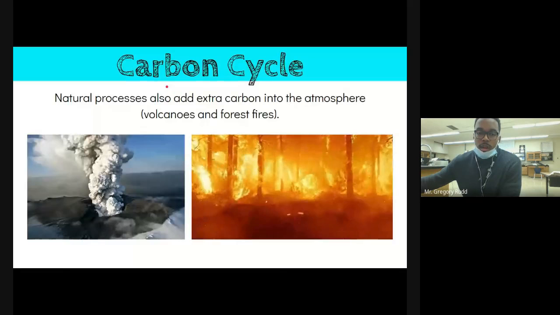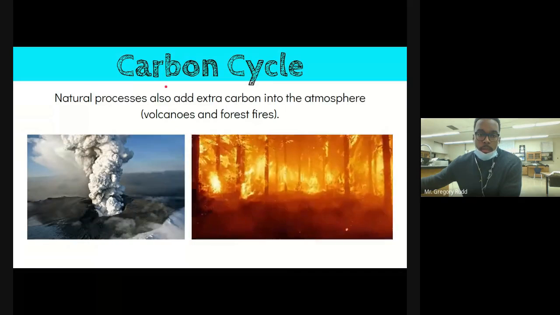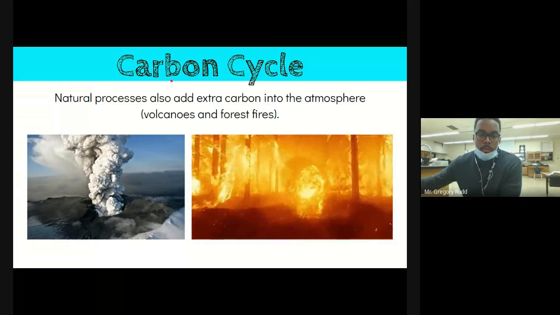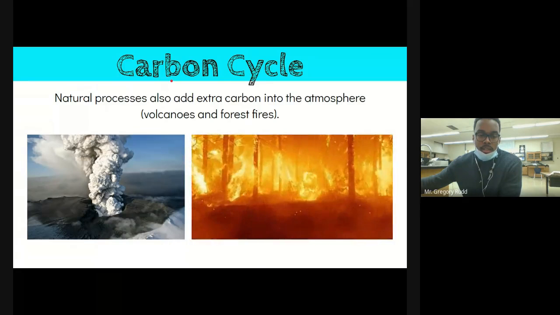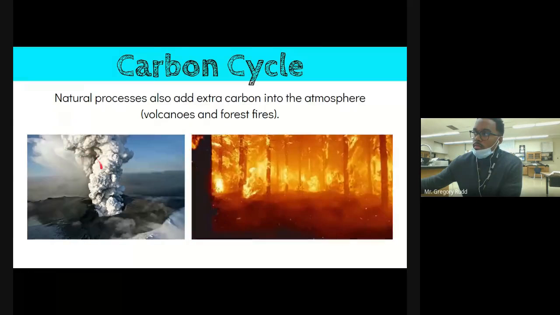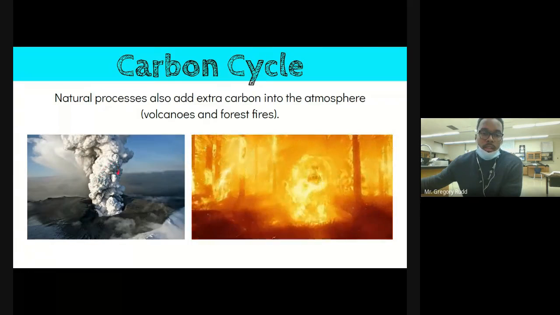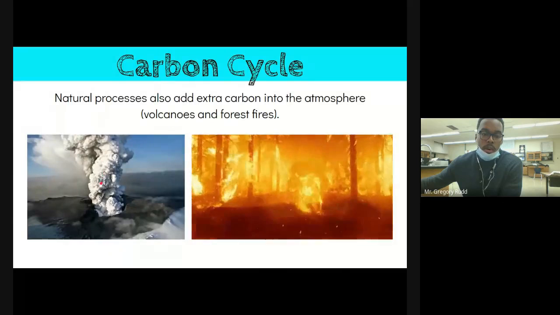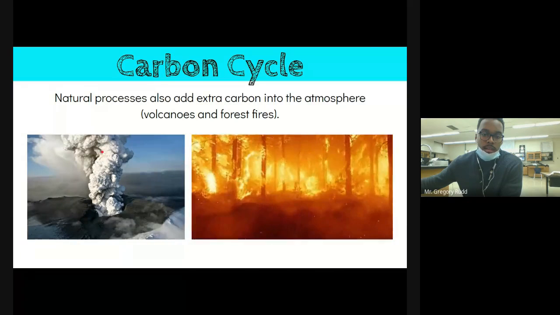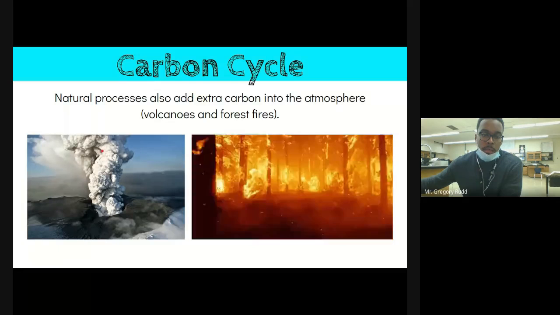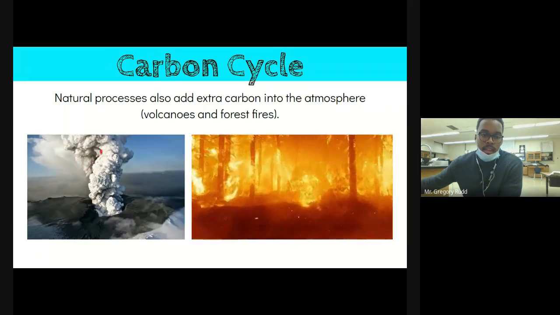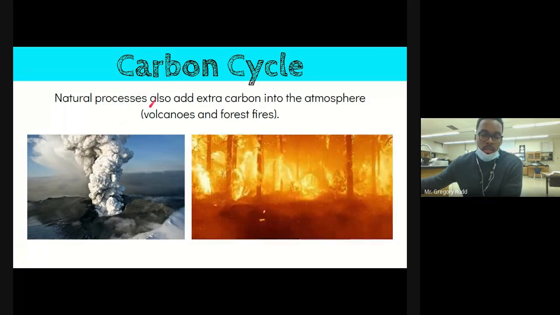We also know that other natural processes add carbon to the atmosphere. So this might be the eruption of a volcano, which is a pretty devastating event. But all of that soot that you see rising out of this volcano is actually carbon-based matter. And some of that carbon-based matter will be spread over hundreds of miles, where it can help to fertilize some soils, but it could also be damaging to some environments. But this is one way that carbon is again added into the lithosphere and the atmosphere.